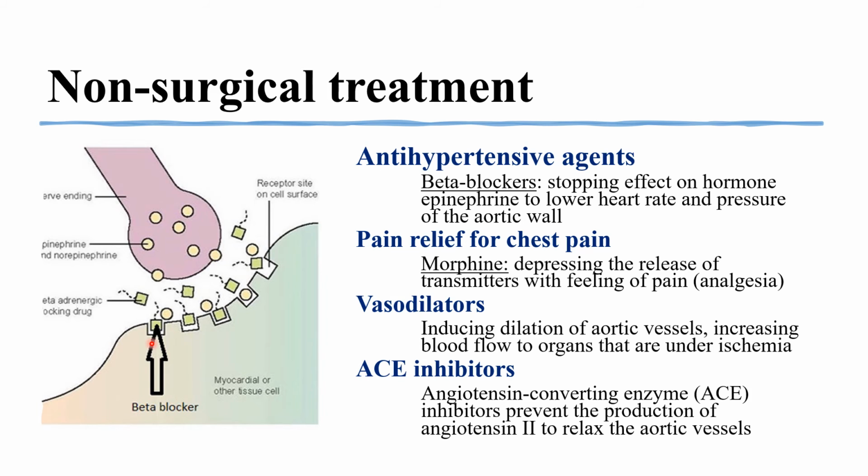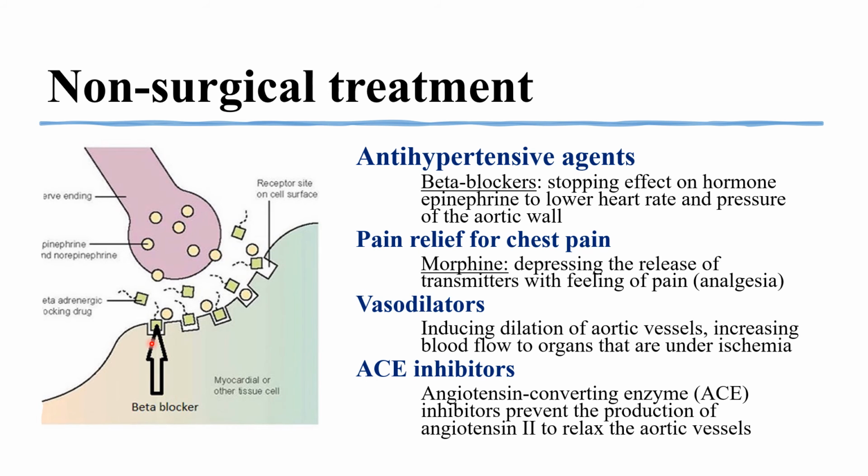Physicians can also use pain relief like morphine for chest pain, and this medication will depress the release of transmitters associated with the feeling of pain. FYI, the inability to feel pain is called analgesia.